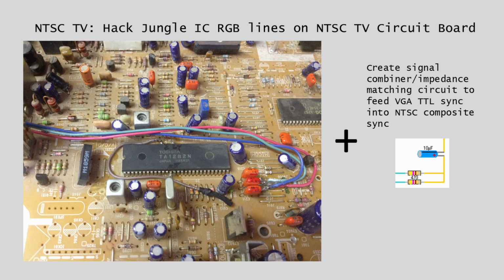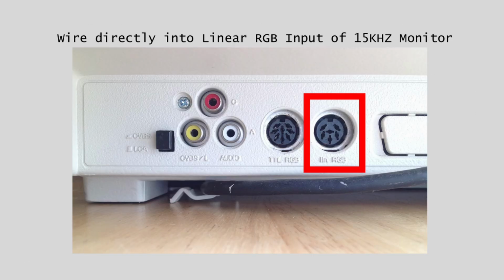So again, this is a much more complicated route to run, but one where ultimately, if your TV didn't have S-Video or component, you could actually modify it to accept VGA, but very complex. 8-Bit Guy's got a great video on how he sort of did this. If you're lucky enough to own an actual 15 kilohertz RGB monitor with the linear RGB input, it's literally just a matter of wiring your VGA output into the appropriate pins on the linear RGB input, and it just works.